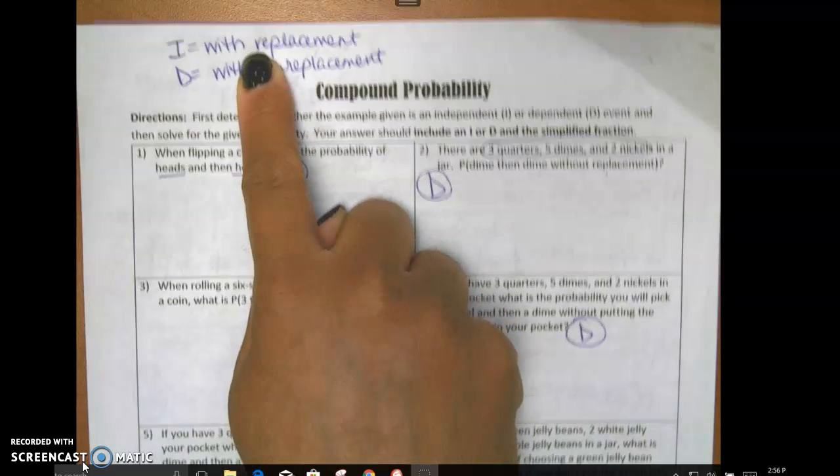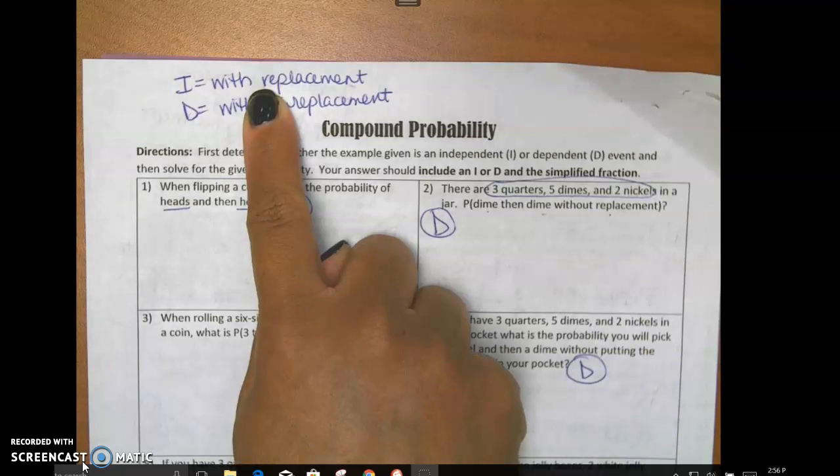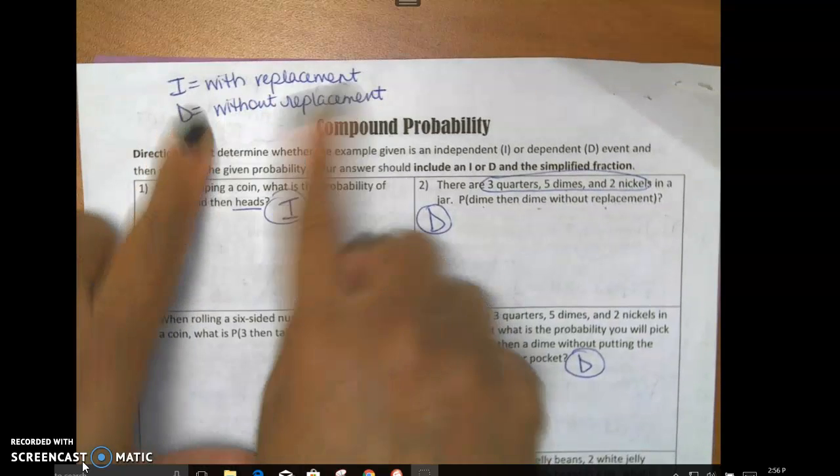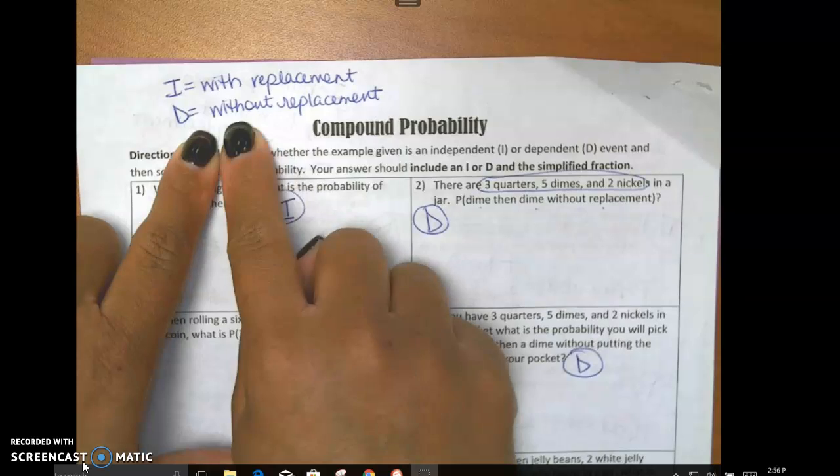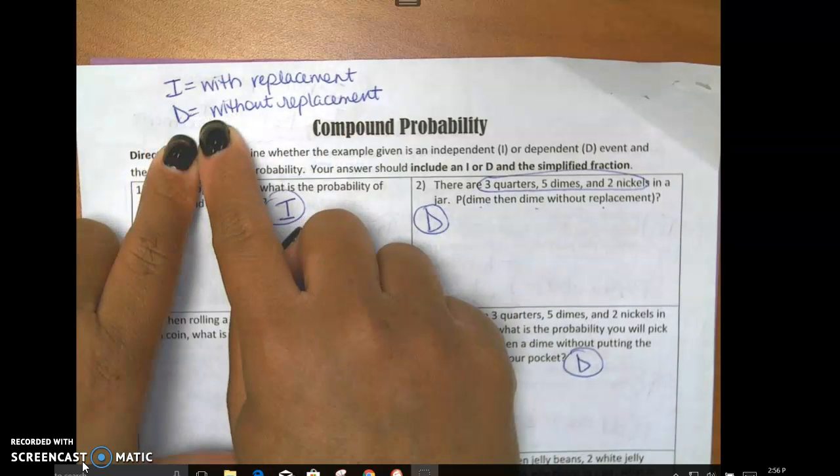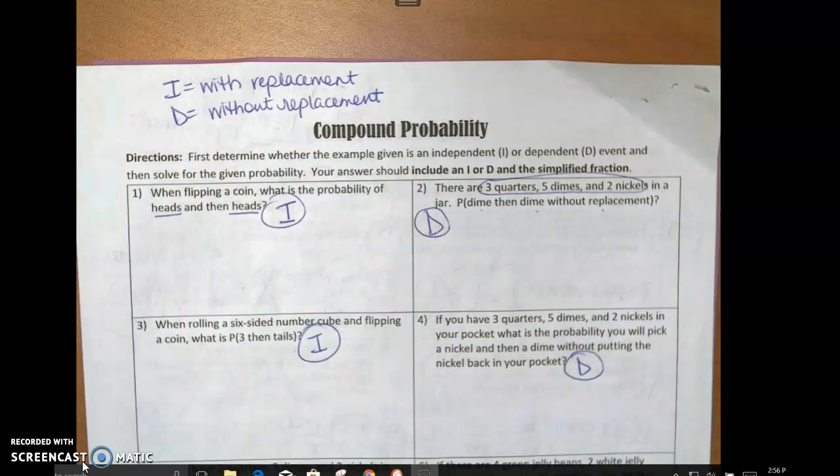Oh, because it's frozen, because Miss Sterling's an idiot. I labeled I or D. I is with replacement, D is without. Independent, dependent. I need y'all to pay attention. That's the last time I'm going to say it.